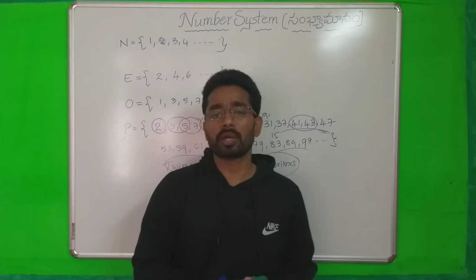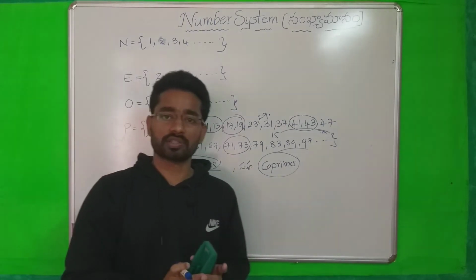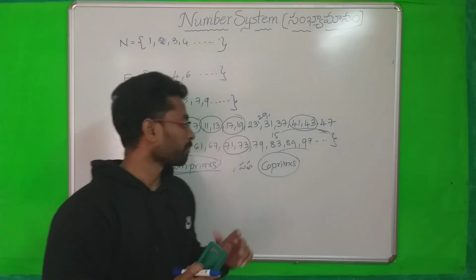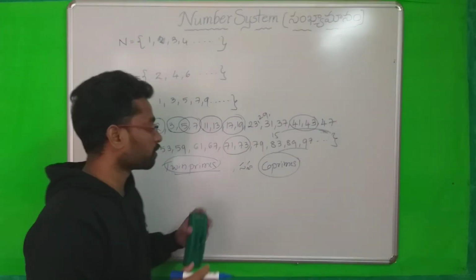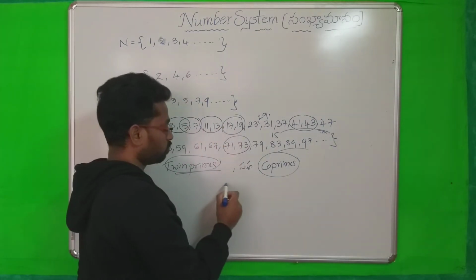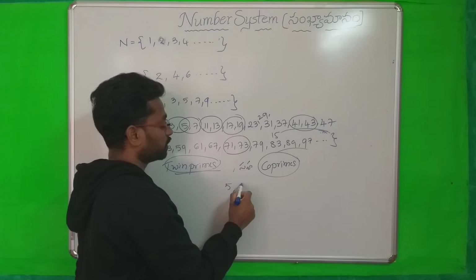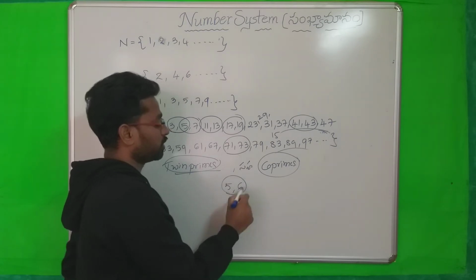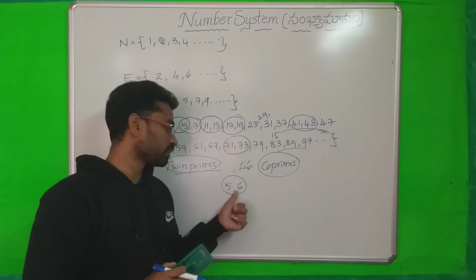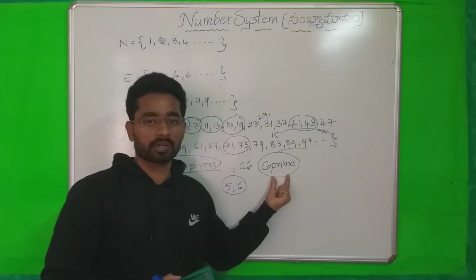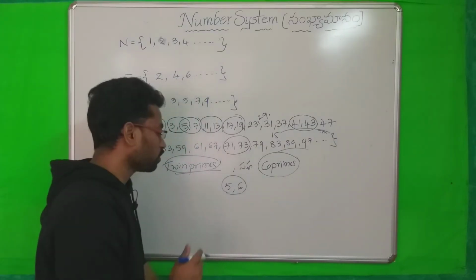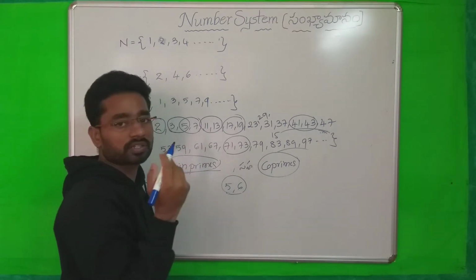Saha pradhana sankhyalu, co-primes. So remember one thing, this is very, very important. Co-primes are not necessarily prime numbers. You have to remember one thing, their common factor is only 1. So for example, 5 and 6 I have taken. Here 5 is prime but 6 is not prime, but we can call these co-primes, saha pradhana sankhyalu. How can you say? Their common factor will be 1.